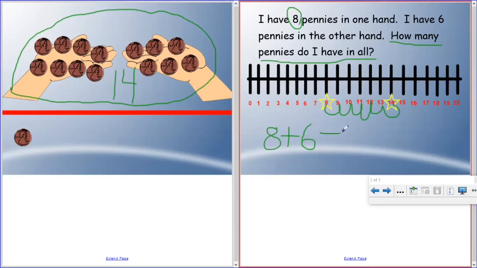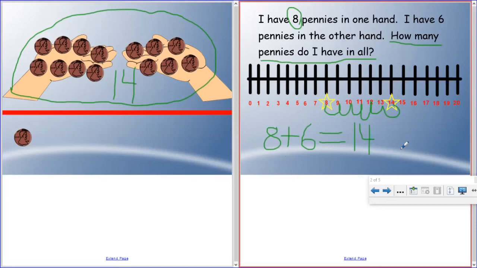Now we put our equal sign. And over here, we're going to write the number that is equal to 8 plus 6. When we added 8 plus 6, what number did we get? 14. So let's write the number 14. So when you join 8 and 6 together, when you add 8 plus 6, you get the number 14. It's equal to 14. Now let's read the equation. 8 plus 6 equals 14.